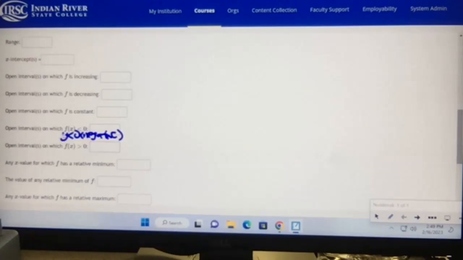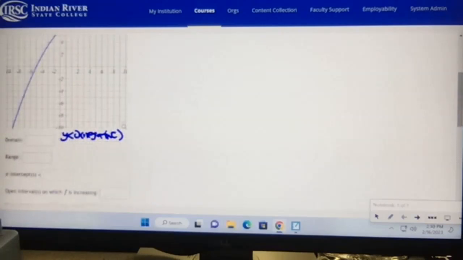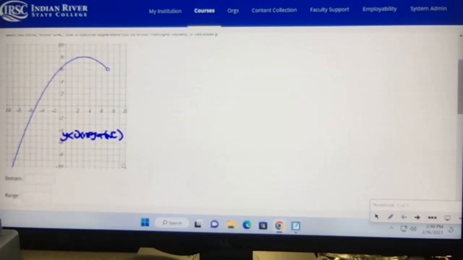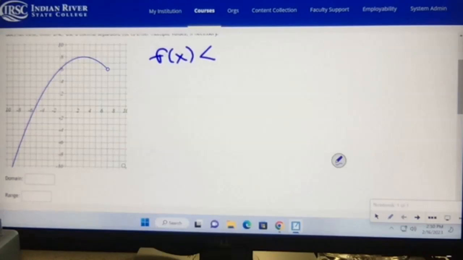All right, so let me move up. All right, so when is y less than 0? When is y negative? So let me just write it over here. So f of x is less than 0. We're looking for when y is less than 0. We're looking for when y is negative.